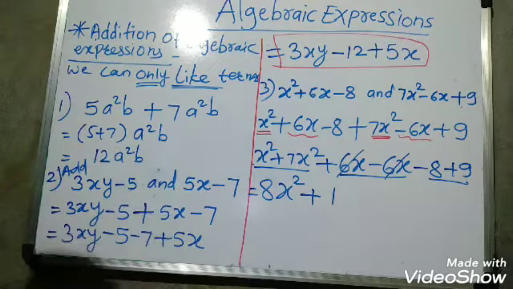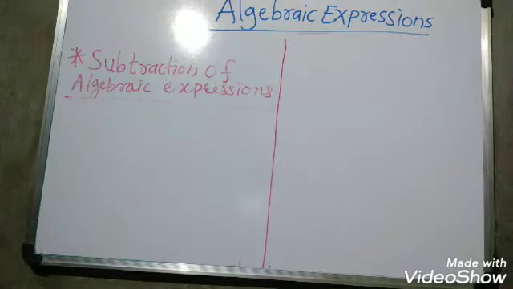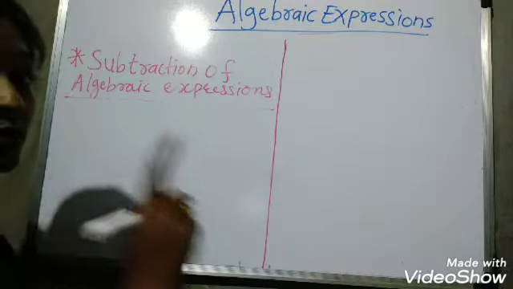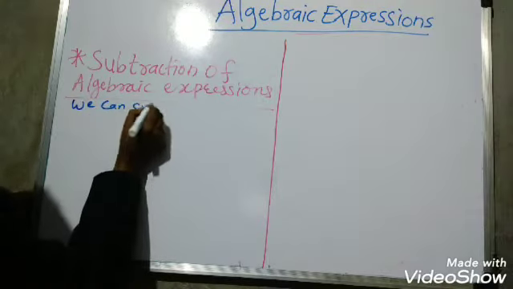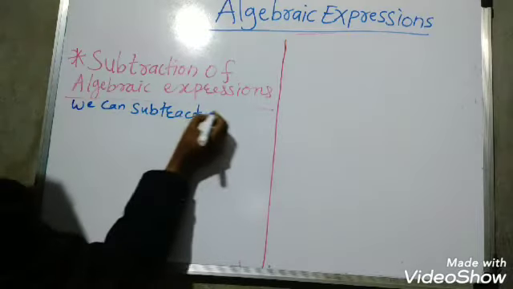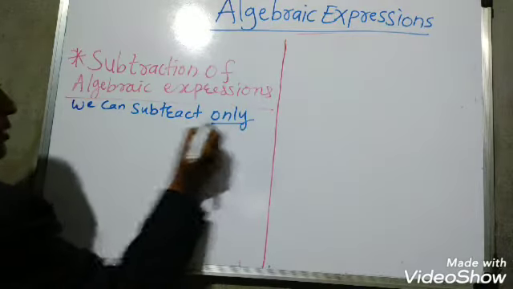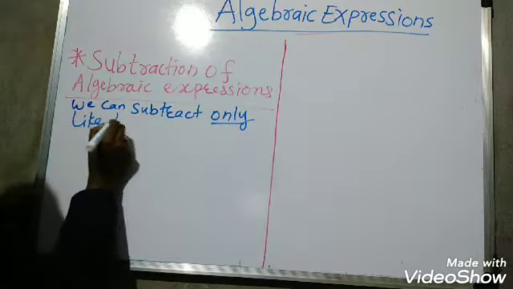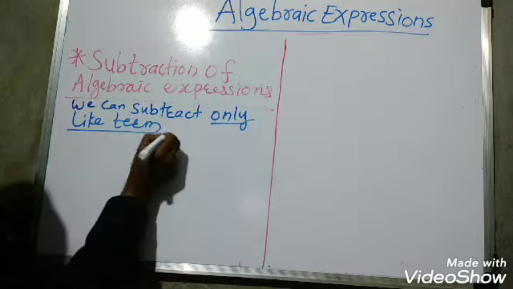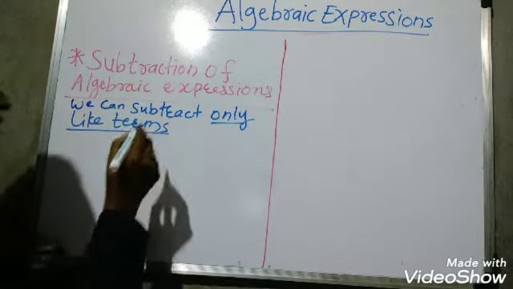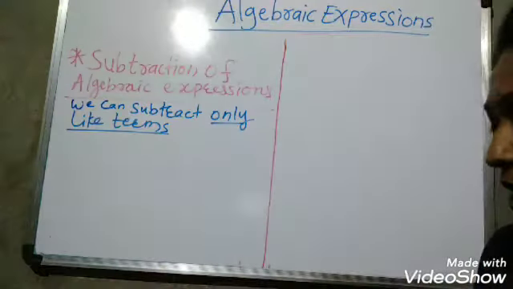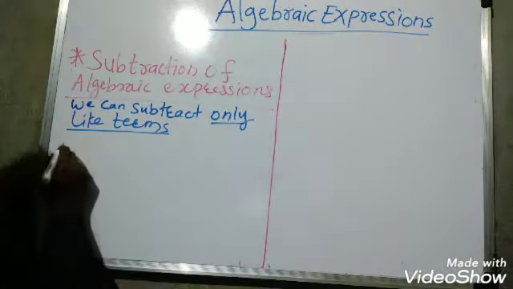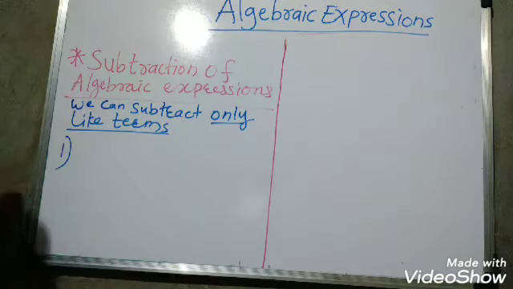Now we will see the subtraction of algebraic expressions. In subtraction of algebraic expressions, you have to remember the same rule, that we can subtract only like terms. We can't subtract unlike terms. If unlike terms are there, then we can't subtract, and we can't add either. So we will see one example directly, and you will understand.